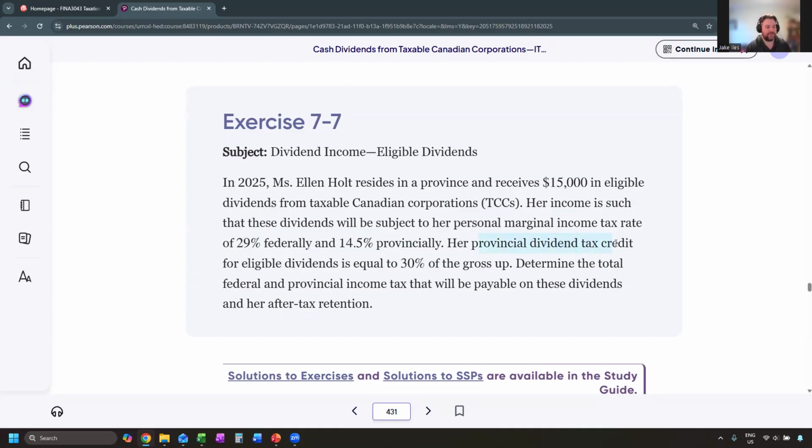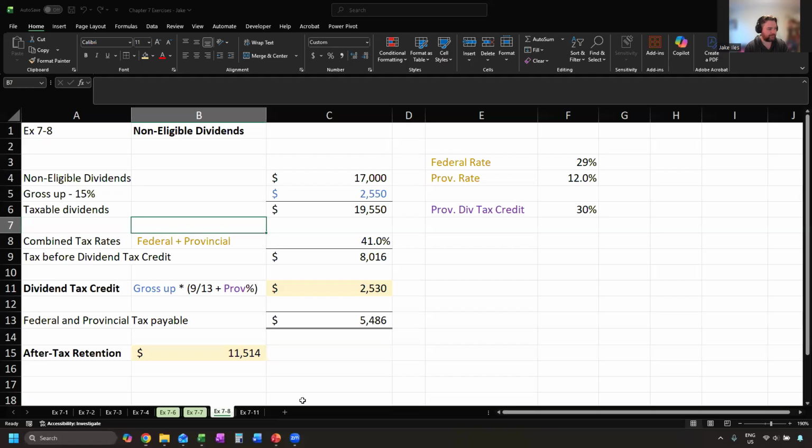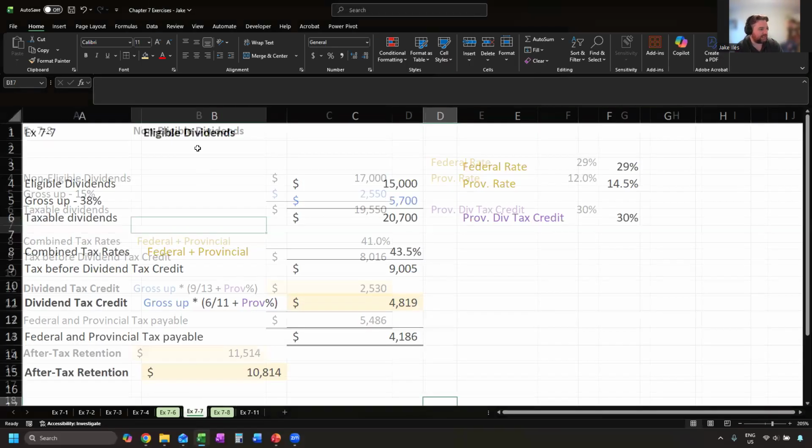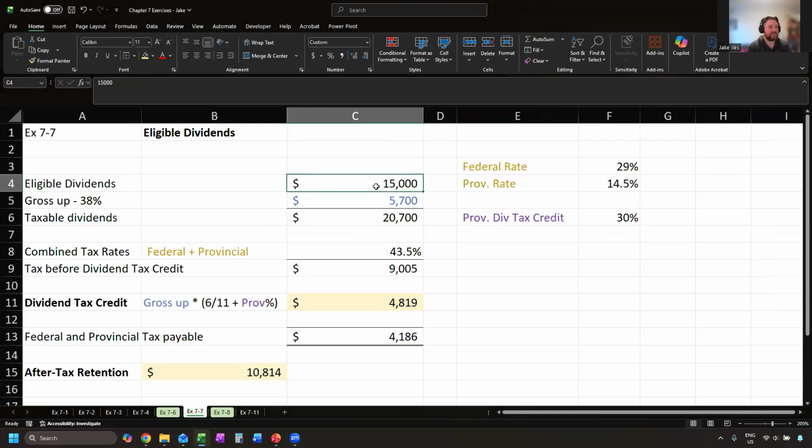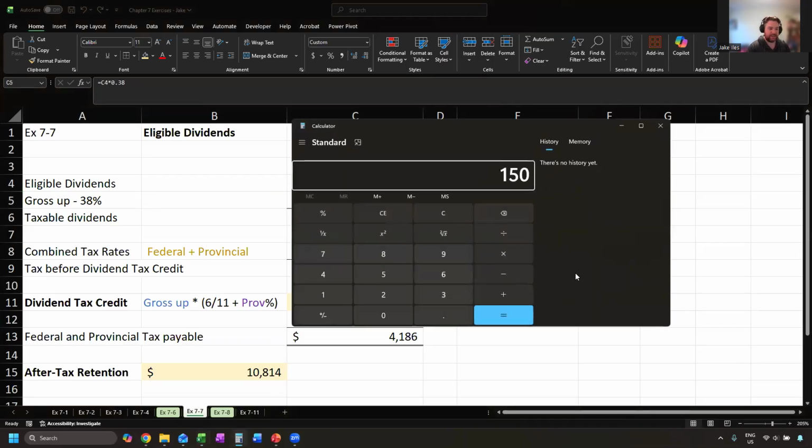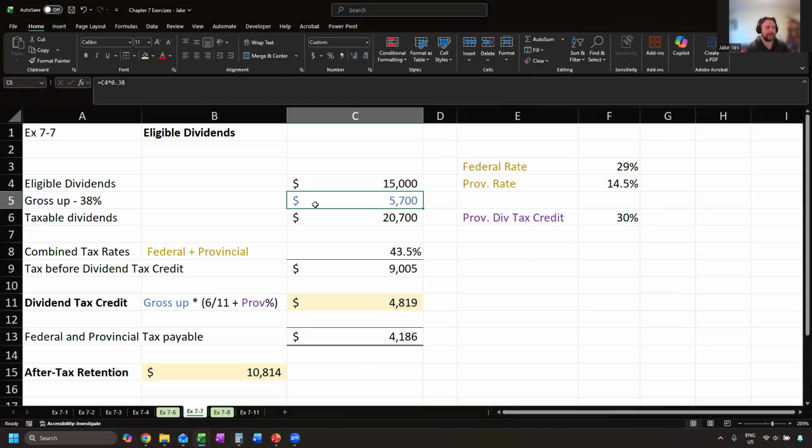The provincial dividend tax credit on eligible dividends is 30% of the gross up. Determine the total federal and provincial income tax that's payable on these dividends and her after-tax retention. So the eligible dividends, we're told that we received $15,000. The first thing we need to do is gross that amount back up 38%. 38% times 15,000 is $5,700, right? 15,000 times 0.38, 5,700.